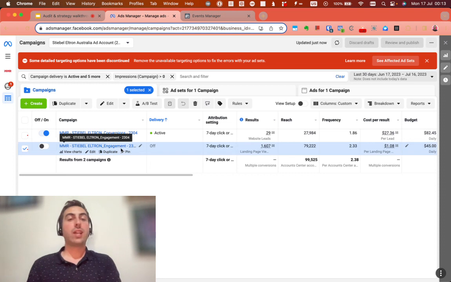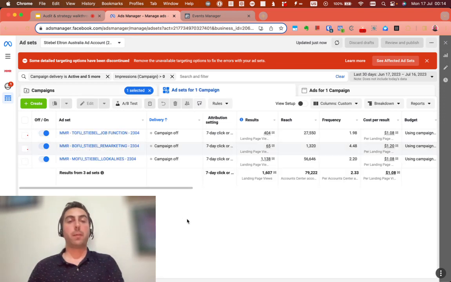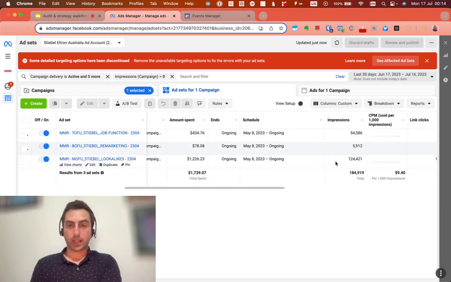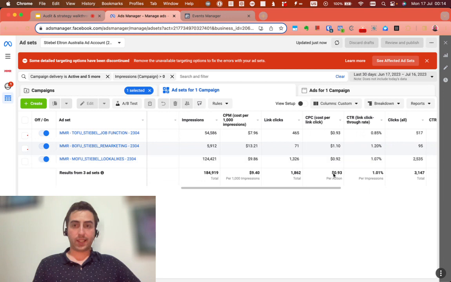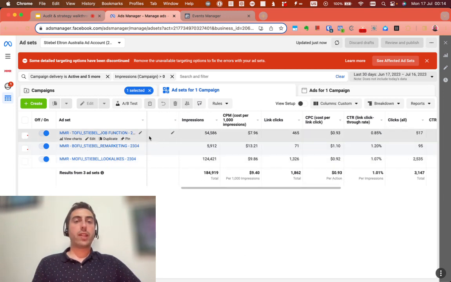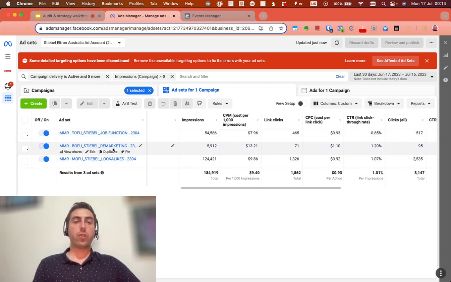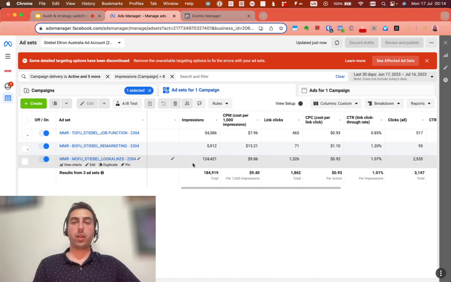And let's take a look inside the campaign. We do notice a relatively high volume of landing page views and a relatively low cost per landing page view. That all looks quite good, right? We're getting lots of link clicks as well at decent costs. Now, they're running an ad set for job function targeting, a remarketing ad set, and some lookalikes.